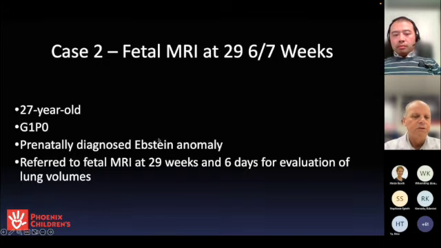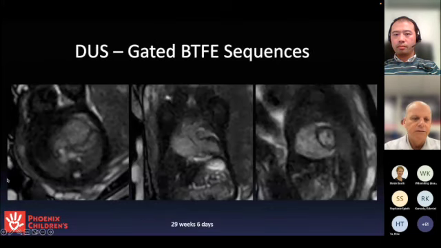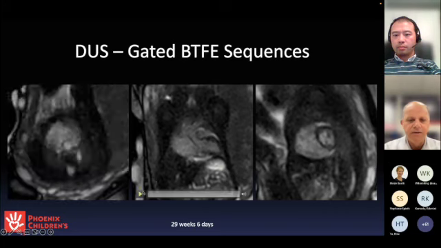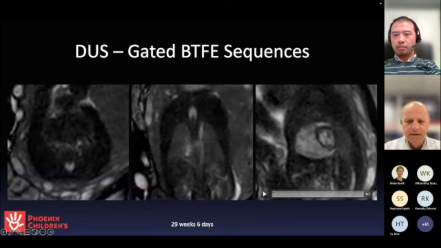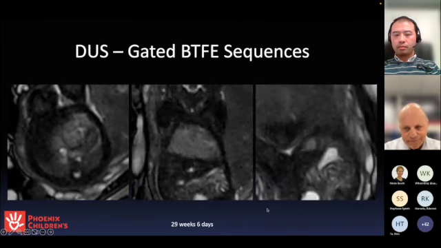So this is a baby that was known to have Epstein anomaly, and they were interested in looking at the lung volumes for this baby, so we did an MRI. These are the images with the Doppler device showing the findings of Epstein anomaly. And this was not any different than what was known by echocardiogram.